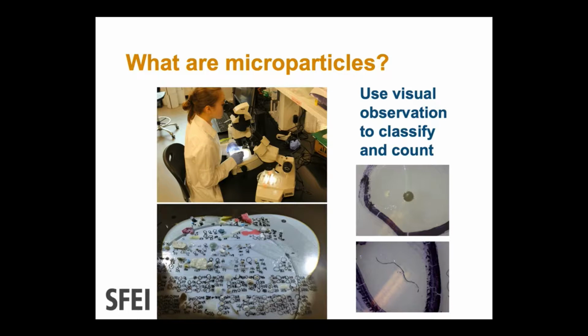Until very recently, this was the state of the art within the field of microplastics. But one of the challenges, as you can see in the lower right-hand corner there, is you get a blue fiber, and visually you can't tell whether that's a blue cotton fiber or a blue polyester fiber.